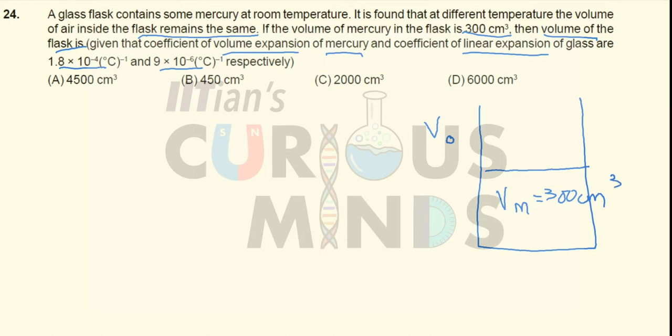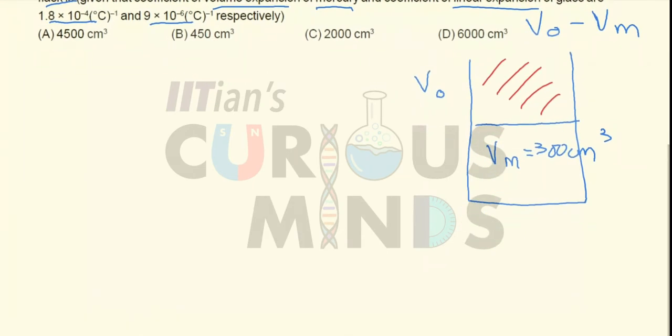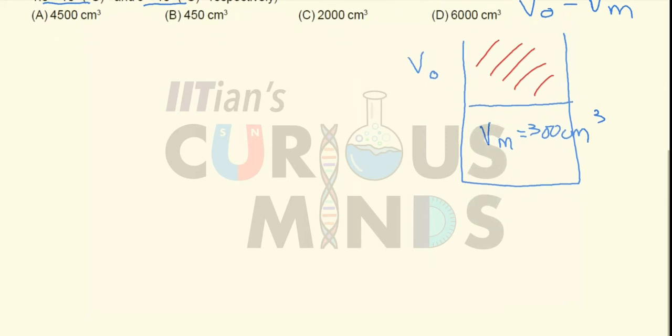And the rest of the flask is covered with air. Its volume will be equal to V0 minus Vm, that is V0 minus 300. We will use this later. When I heat this flask, both the flask as well as the mercury will expand.